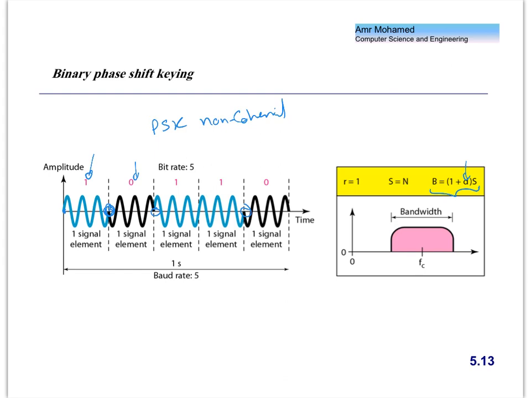Why? Because these discontinuations require high frequency components, and we need to really maintain this discontinuation because that's what we rely on to detect the zeros and the ones. So we need to maintain some of this discontinuation to be able to detect the zeros and ones at the receiver side. But in terms of bandwidth, it's 1 plus D times S, which is good.